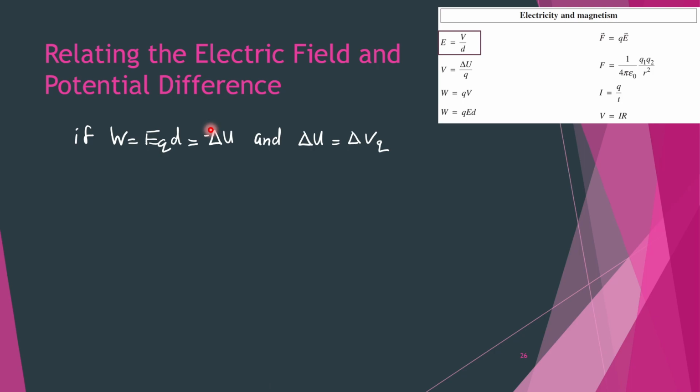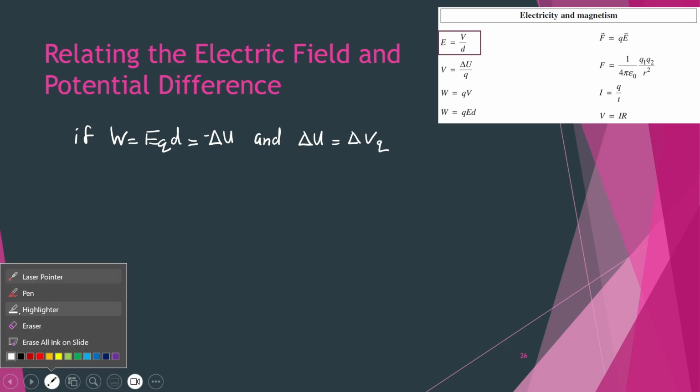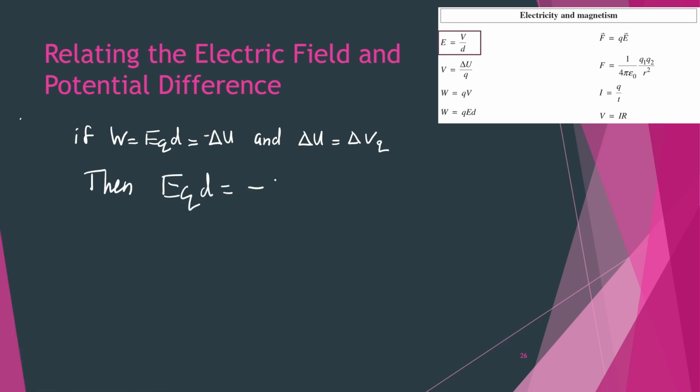Knowing all of that, we can actually combine both of those equations. Because we know that QED is equal to negative delta U and that delta U is equal to delta VQ, all I've done is change this equation to be negative delta U is equal to negative delta VQ, and combined the negative delta U expressions together, resulting in a new equation. From here, I'm just going to rearrange the equation so that it reflects this equation up here, that E is equal to V on d.